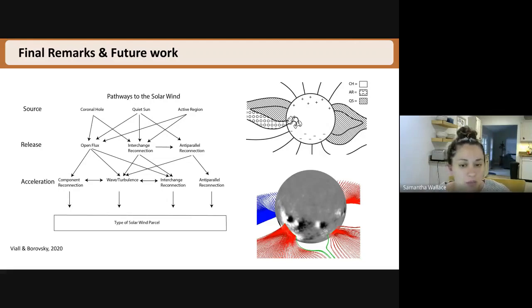So one of the things I'm now working on, which has been my postdoc proposal, is to investigate both pseudostreamers and helmet streamers and determine whether solar wind properties are more dependent on the local magnetic topology at the source, such as active region or quiet sun, or the larger magnetic structure, such as pseudostreamer or helmet streamer. And that's it. So thank you so much.